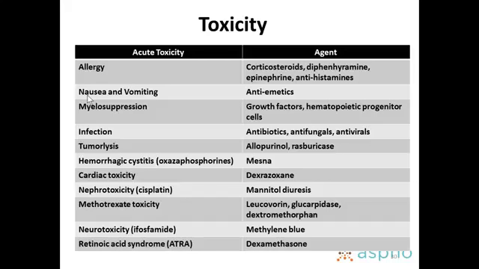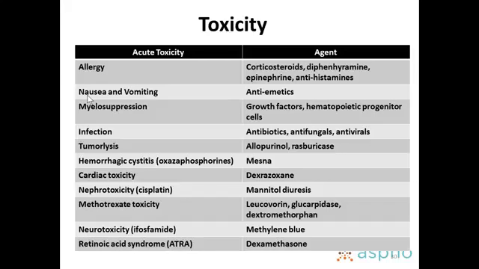For tumor lysis syndrome, which is a complication of induction therapy in leukemia, Burkitt's lymphoma, and rarely in solid tumors, we can still use allopurinol and rasburicase to manage uric acid, which is hyperuricemia, which is a byproduct. Hemorrhagic cystitis has virtually become a thing of the past with the use of Mesna.